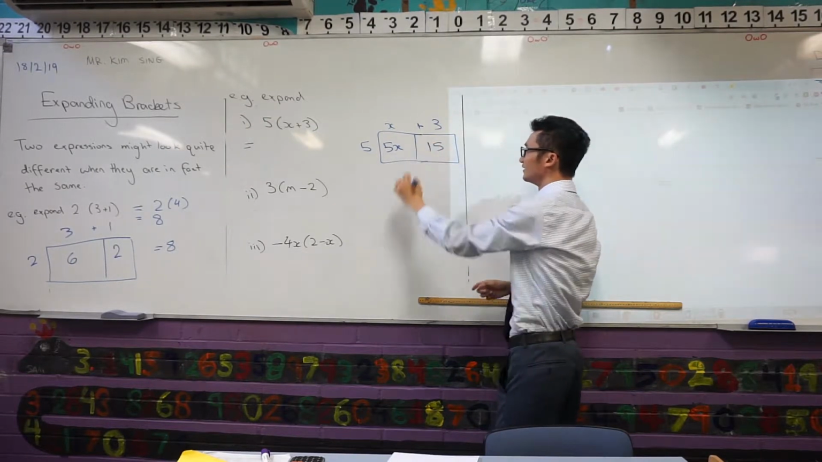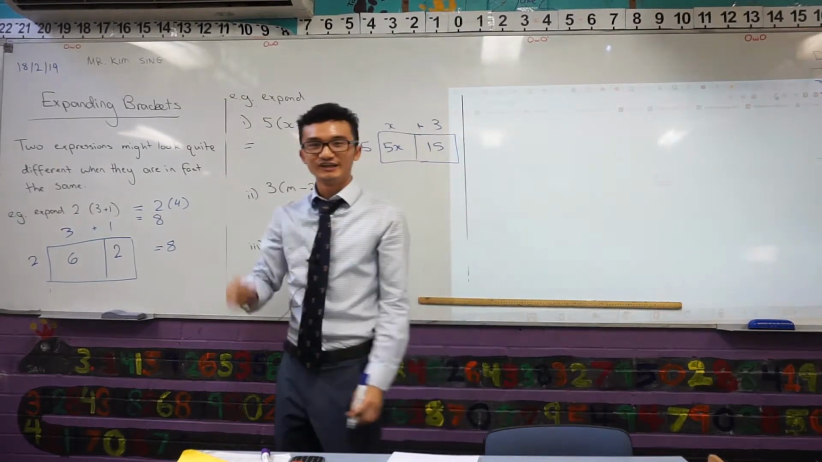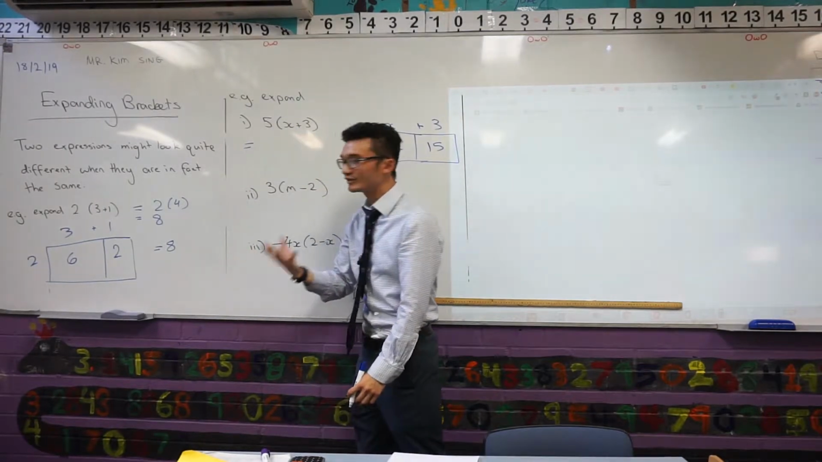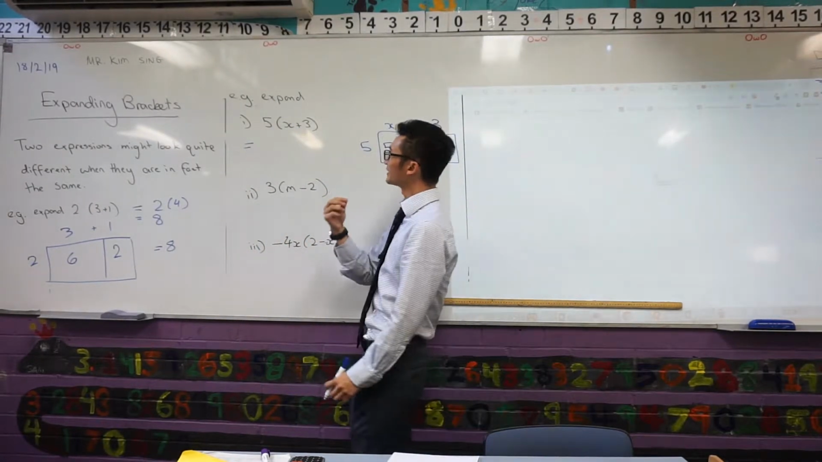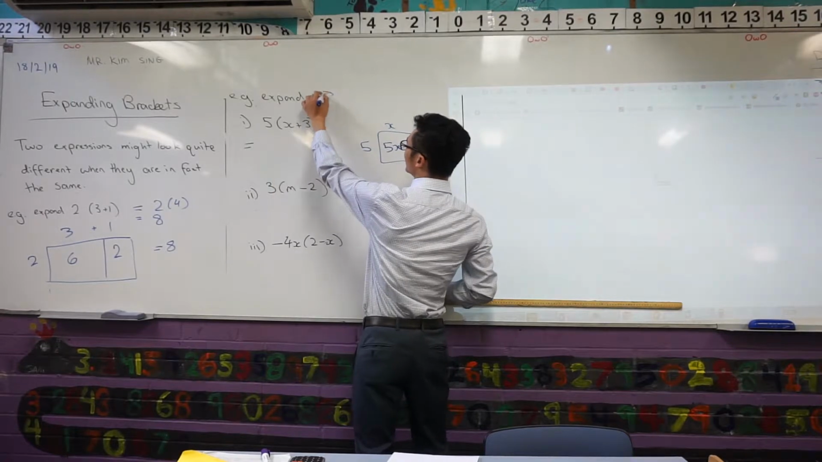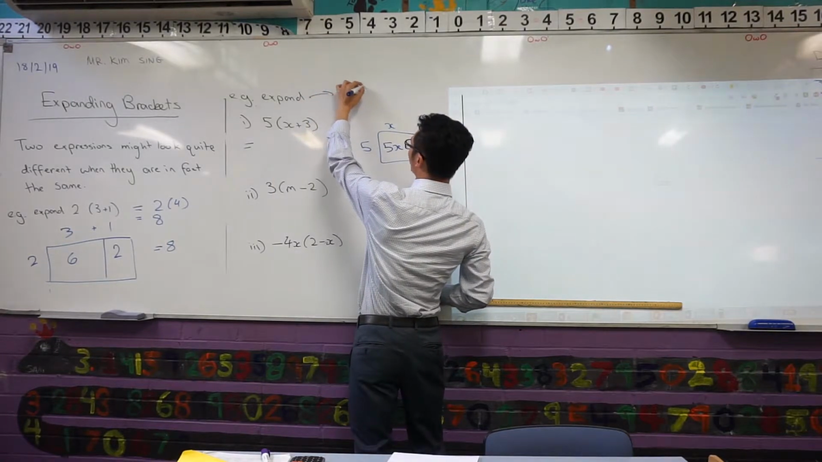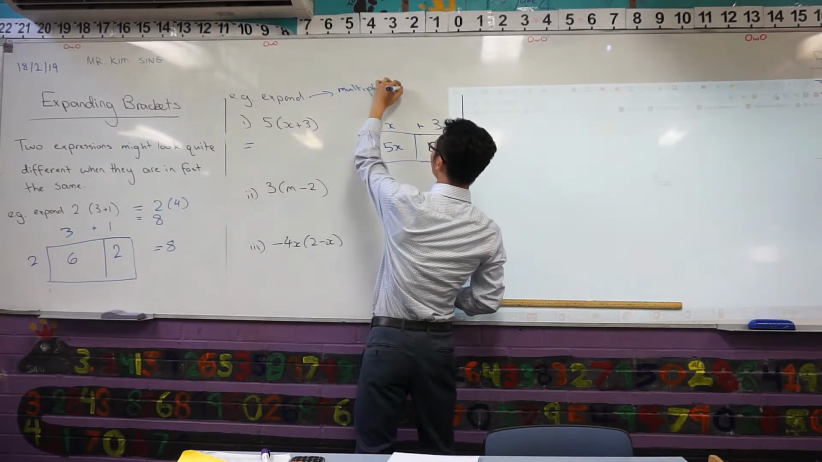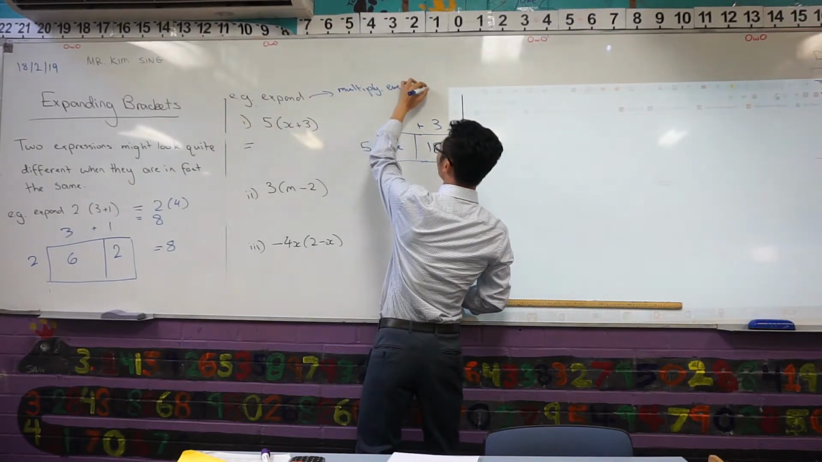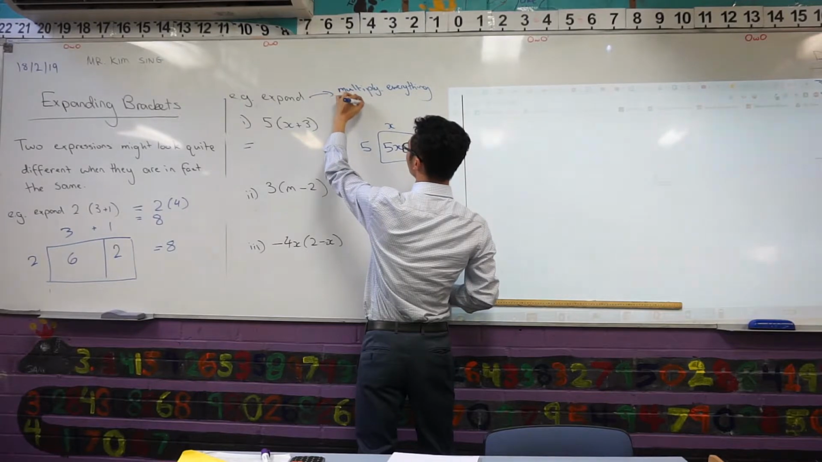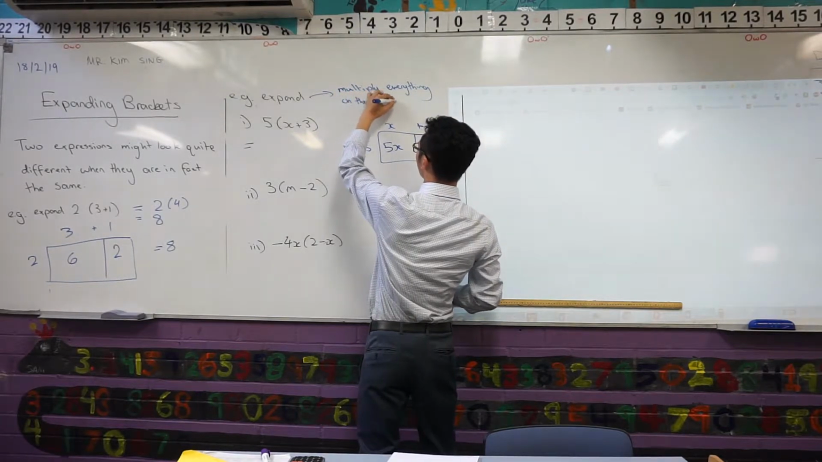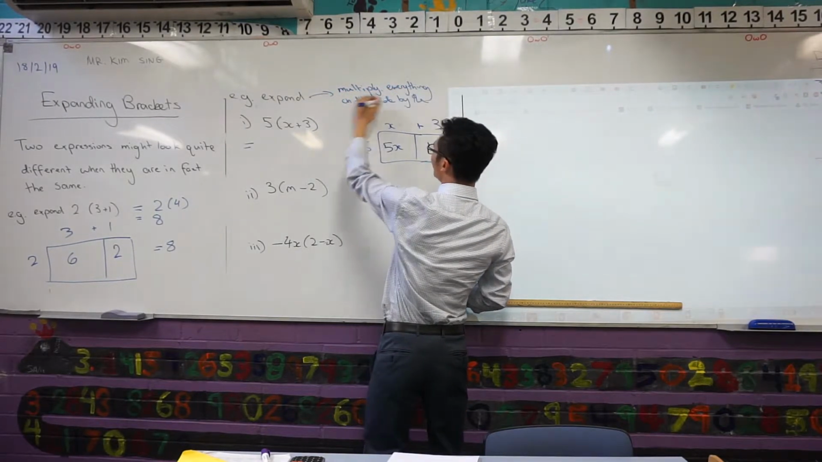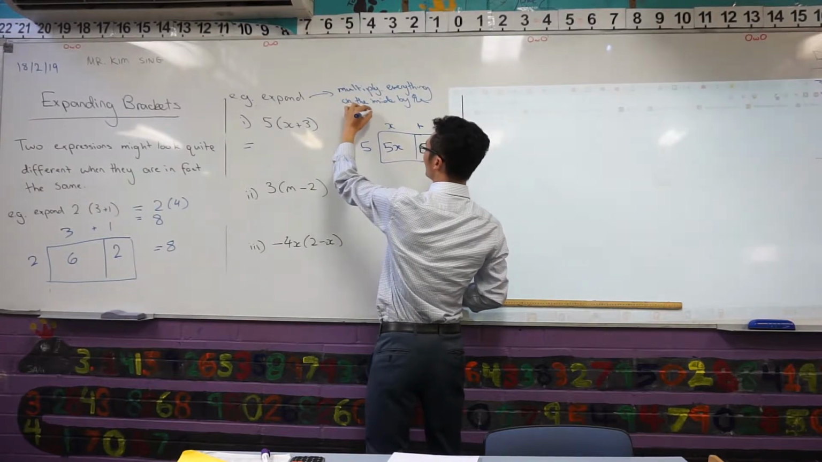Okay, well done. So what's actually happening when I am expanding? What does it mean to expand? It means I multiply, because we know what brackets are, that's multiplying. But expanding is we multiply everything on the inside by the outside. Can you write that down for me? We multiply everything on the inside by the outside.